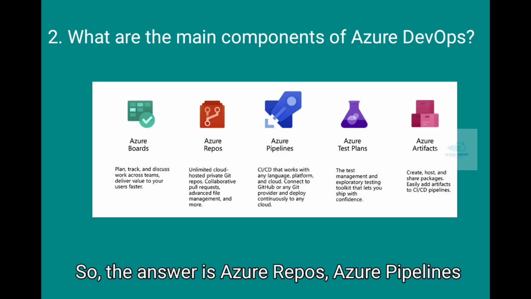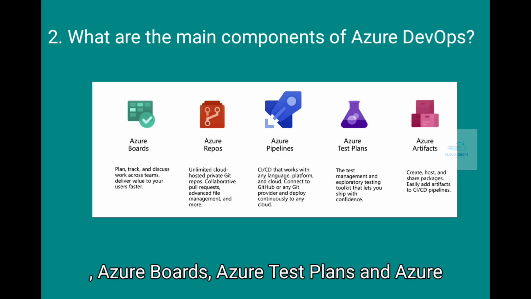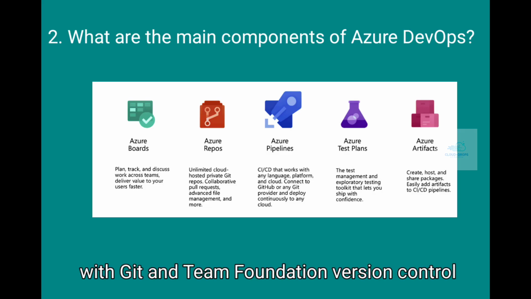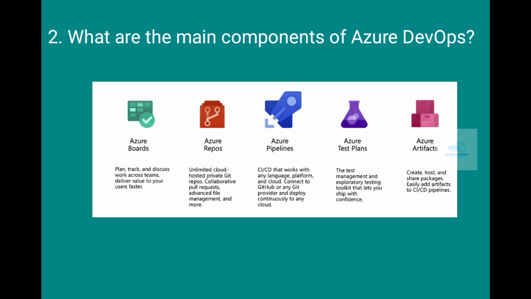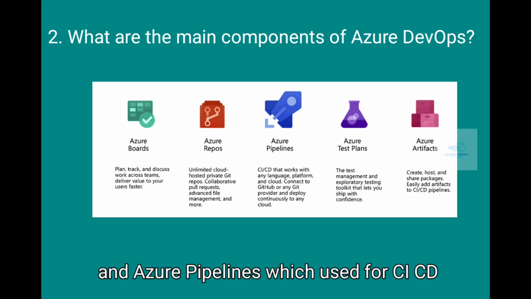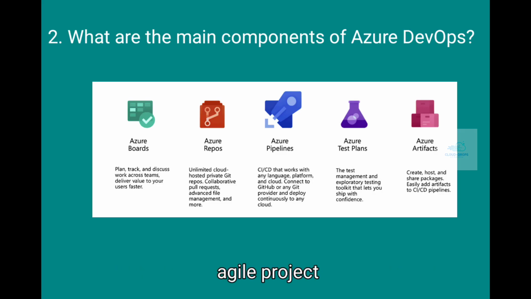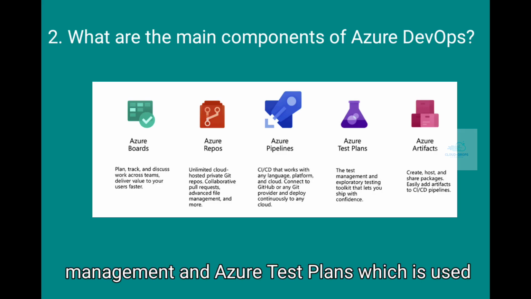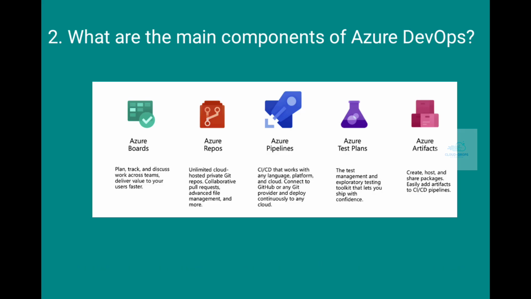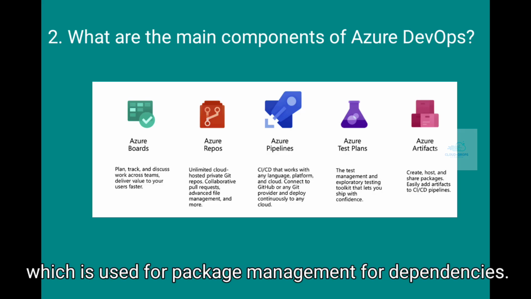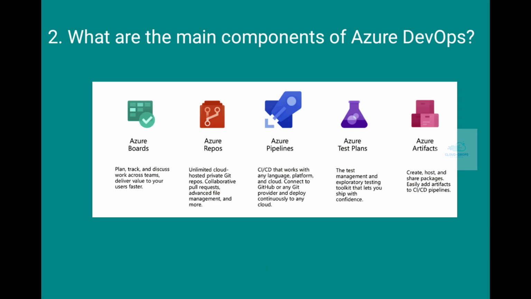Next one, what are the main components of Azure DevOps? So answer is Azure Repos, Azure Pipelines, Azure Boards, Azure Test Plans, and Azure Artifacts. Azure Repos used for source code management with Git and Team Foundation version control, and Azure Pipelines, which used for CI/CD automation, Azure Boards, which is used for agile project management, and Azure Test Plans, which is used for automated and manual testing, Azure Artifacts, which is used for package management for dependencies.